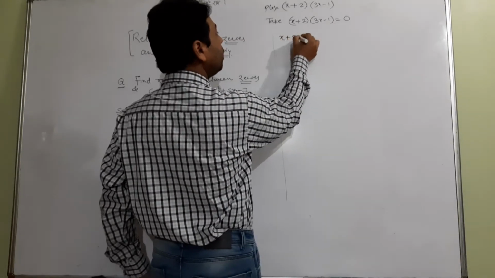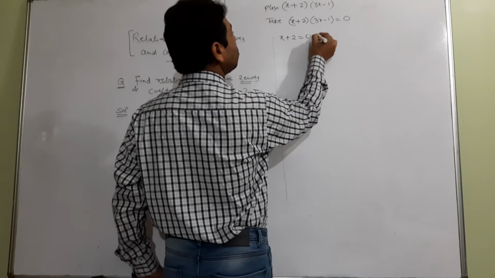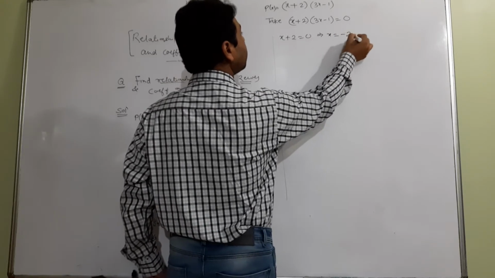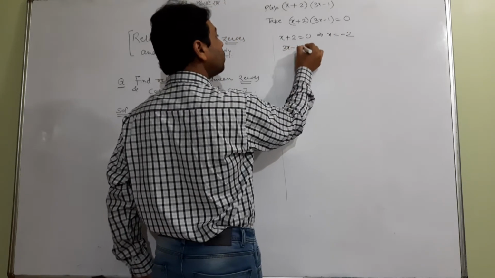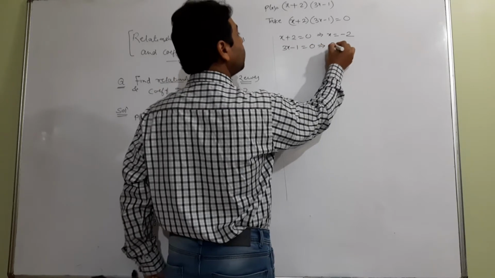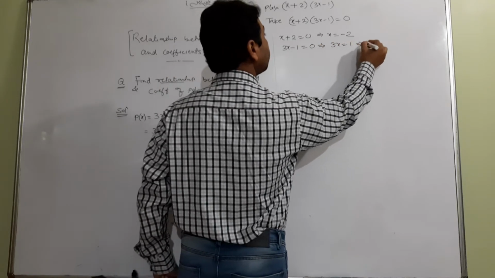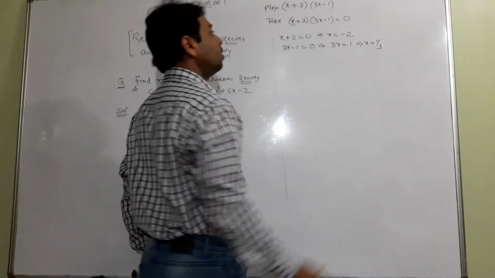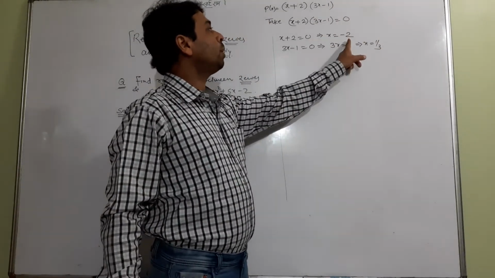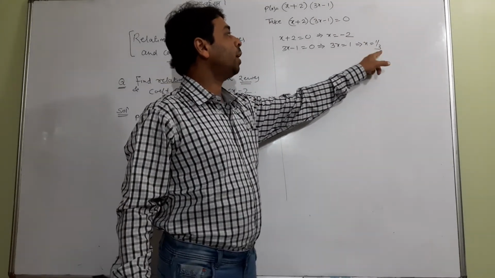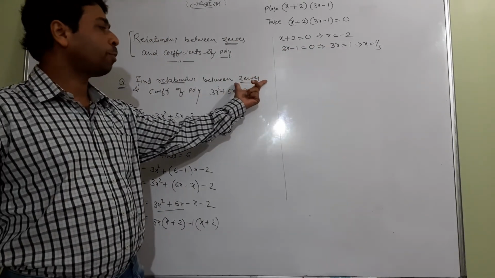First option will be x plus 2 is equal to 0. So the answer will be x is equal to minus 2. And second, 3x minus 1 is equal to 0. Your answer will be 3x equal to 1, so x equal to 1 by 3. So students, till now you got minus 2 and 1 by 3. And what are they? They are zeros of the polynomial.